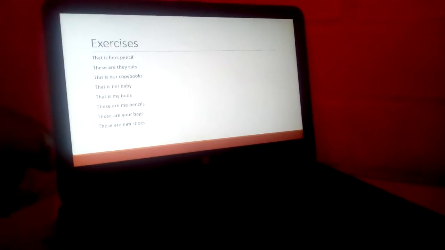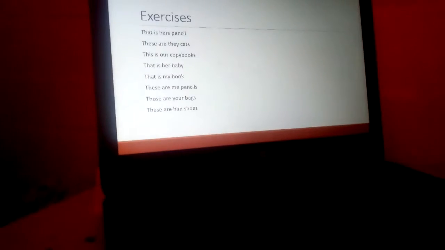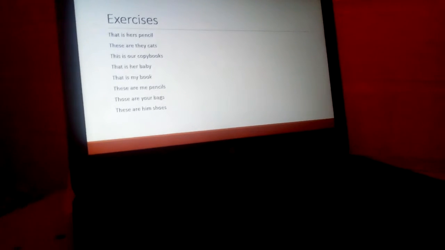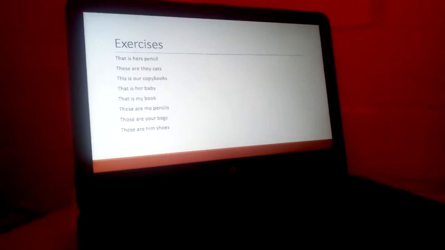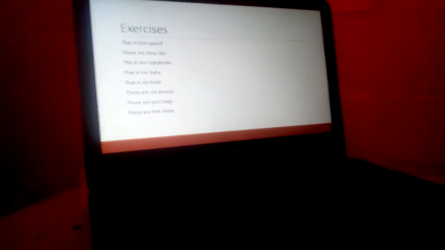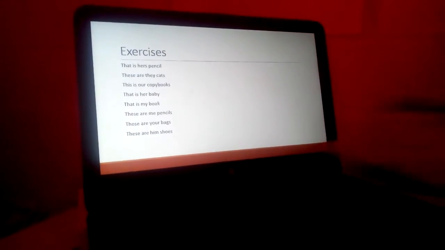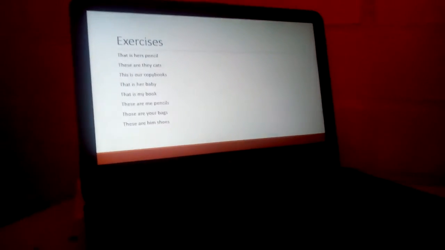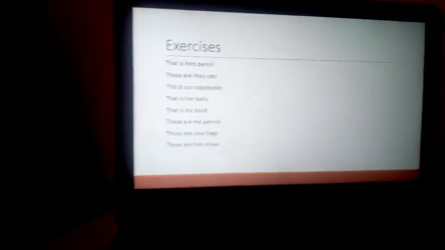Why is it wrong? These are him shoes. Está señalando. Signaling? Pointing? That person. It's not correct because it's those. Okay, no, but what if the shoes are close? Eso no sé cómo decirlo. Okay, but let's say that the shoes are close. Is the sentence right or wrong?